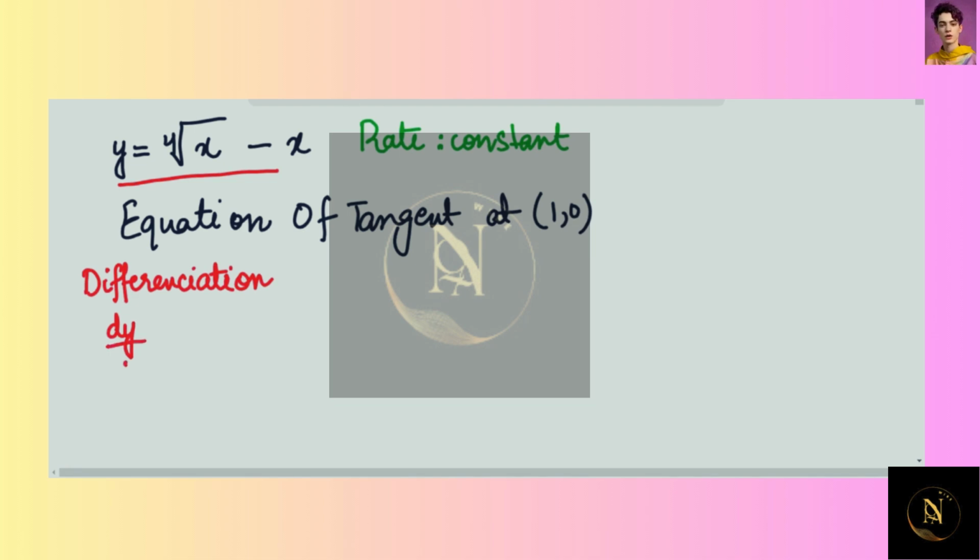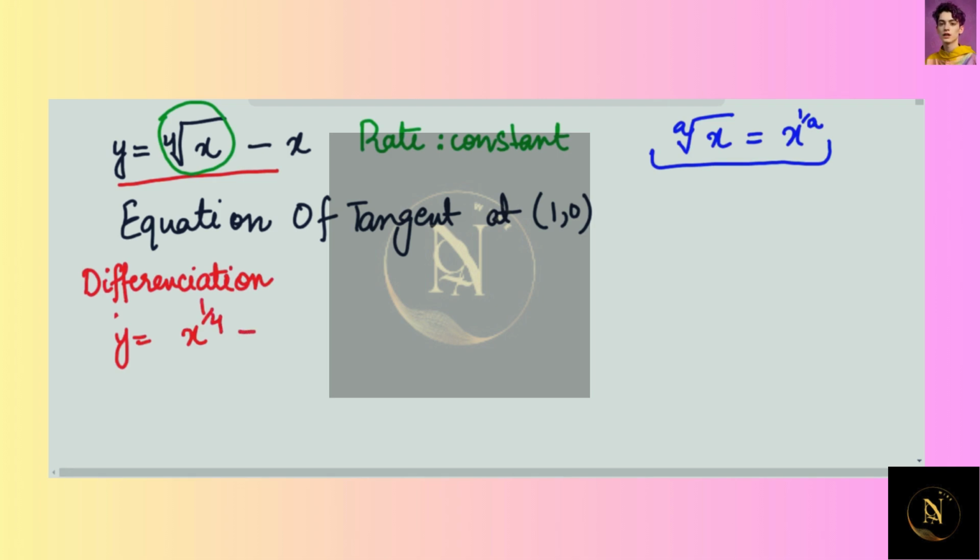First I forgot a thing. It is going to be difficult to differentiate this equation without rewriting it first, so rewrite this fourth root. We know a power property of indices: the nth root of x is equal to x raised to the power 1 over n. So y equals x raised to the power 1 over 4, because it is the fourth root of x, and we leave the other x like that.